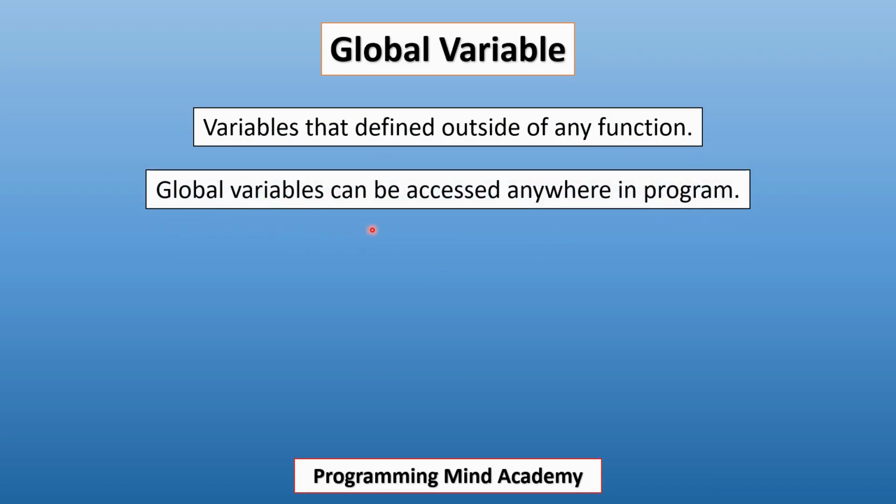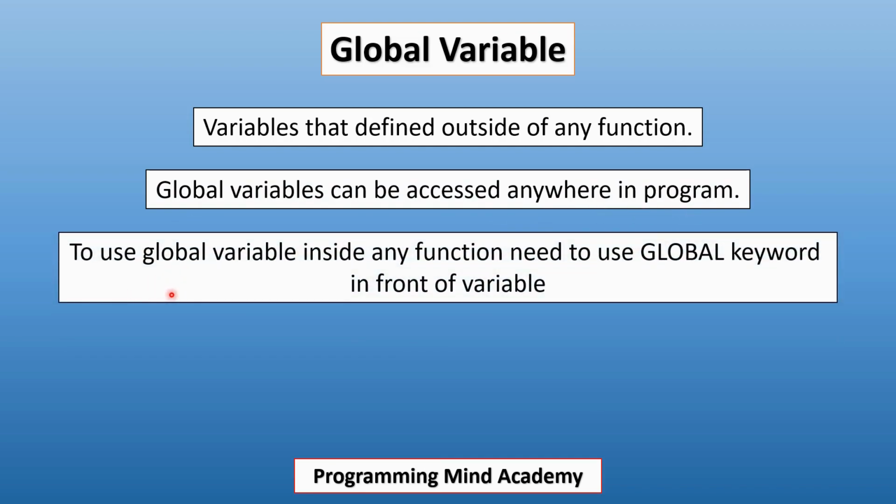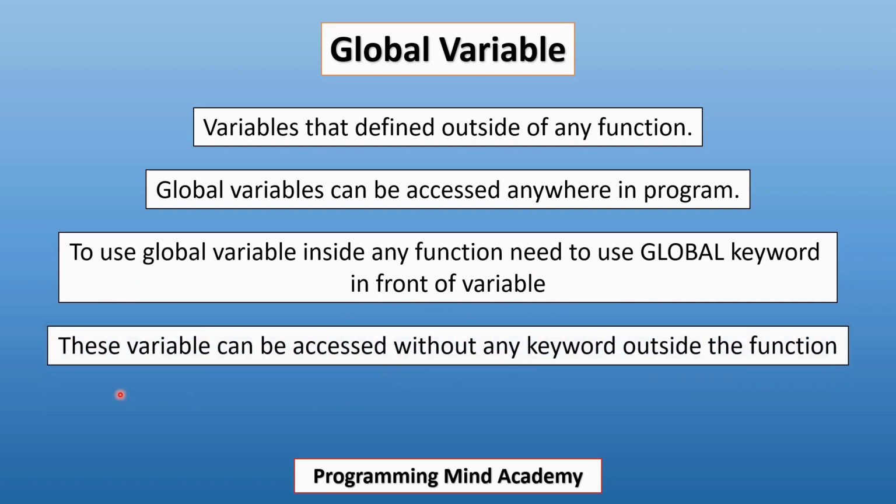Global variables can be accessed anywhere in a program. To use a global variable inside any function, you need to use the global keyword in front of the variable. These variables can be accessed without any keyword outside the function. So this is how we can define a global variable. Now let's understand one example of a global variable.